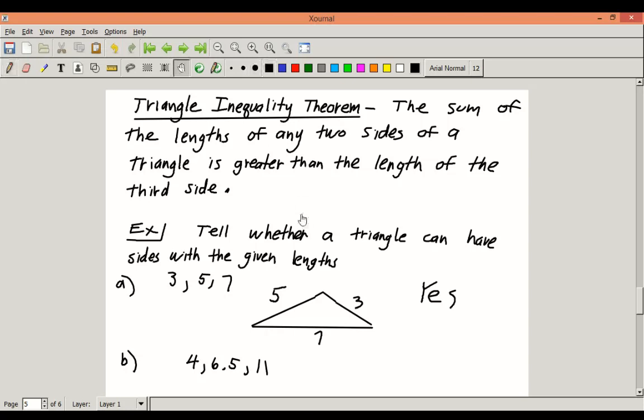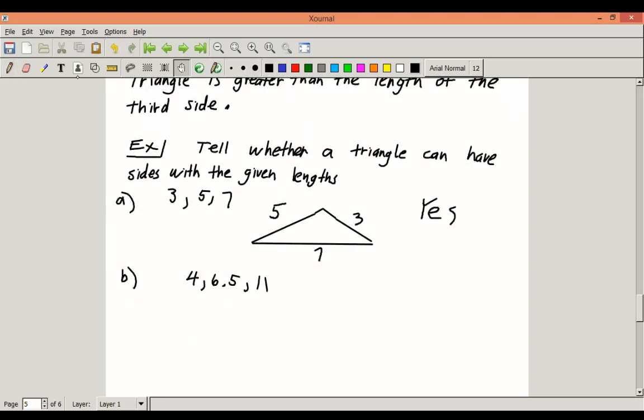Let's try that one more time. Let's say this time we have a triangle with sides of 4, 6.5, and 7. I'll put that 4, 6.5, and 11. I'm going to put that 11 on this side.